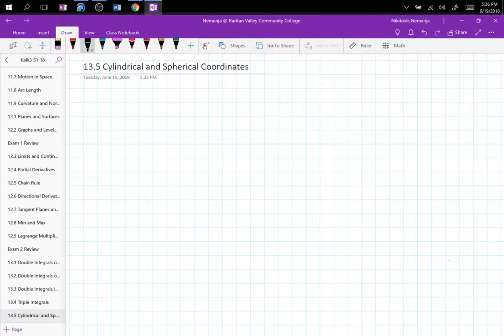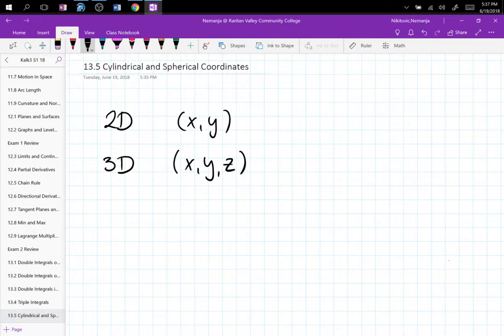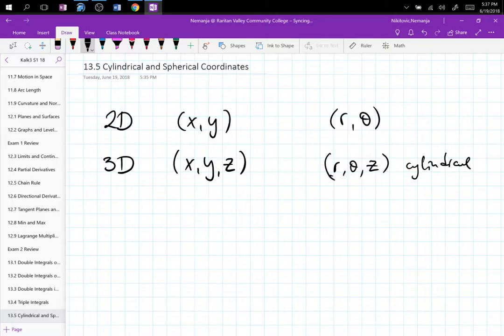So now the split goes this way. For 2D, you start with x, y, and then you upgrade that into 3D as x, y, z. In the other realm, you start with r, theta, which is polar, for 2D, and then you go r, theta, z, which is cylindrical, and r, theta, phi, or r, phi, theta, depending on which way it's written, spherical coordinates.